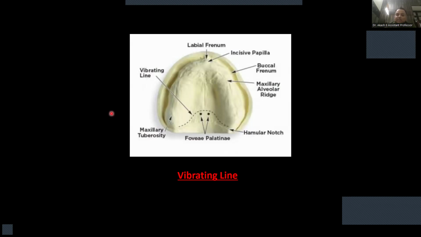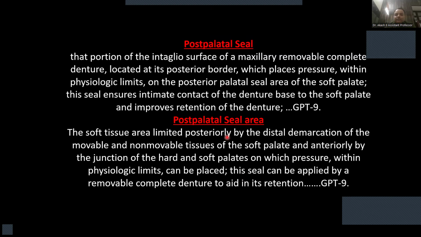So it's more or less like a bow shape, as my pointer is running. The anterior vibrating line is the bow of the shape, and the flat line is the posterior vibrating line. So the fovea palatini lies ahead of the vibrating lines or the PPS area.